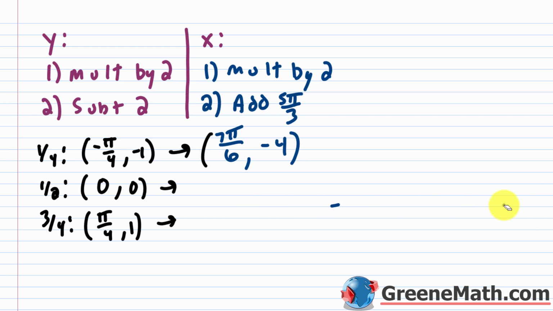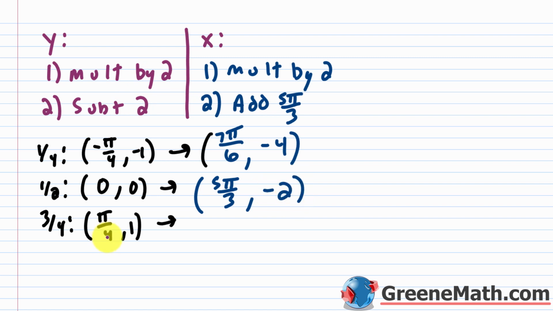Okay, so for the next one, halfway, we have 0 comma 0. So this is really easy to work with. So for x, you multiply by 2, you'd still have 0. Then you add 5 pi over 3. That's 5 pi over 3. And then for this one, 0, if I multiply that by 2, I still have 0. Then subtract away 2, you have negative 2.